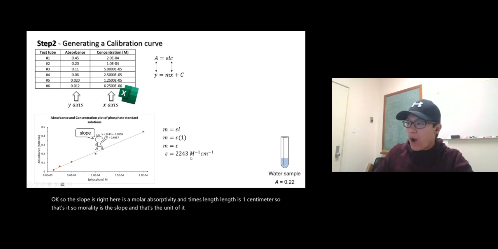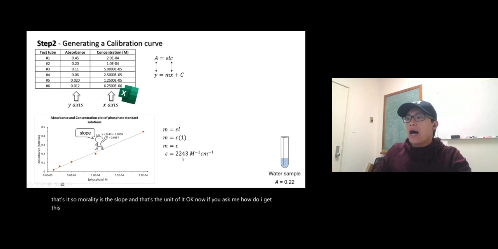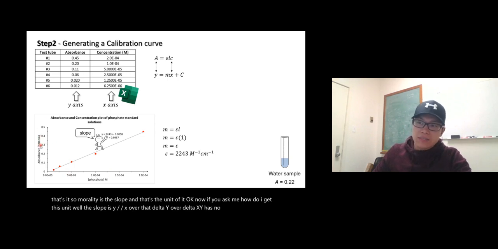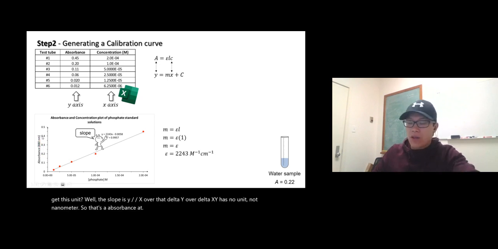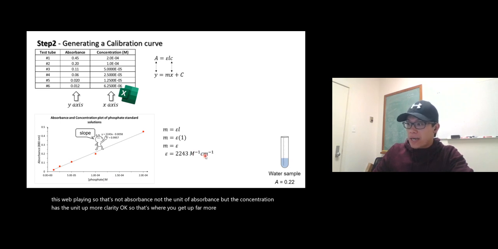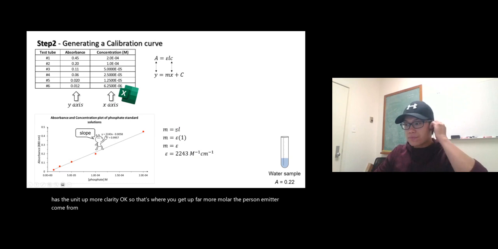Okay. Now, if you ask me how do I get this unit, well, the slope is y over x. Remember that, delta y over delta x. Y has no unit, it's absorbance at this wavelength, not nanometer, not a unit of absorbance, but the concentration has the unit of molarity. Okay, so that's where you get per molar. The per centimeter comes from the length right there.